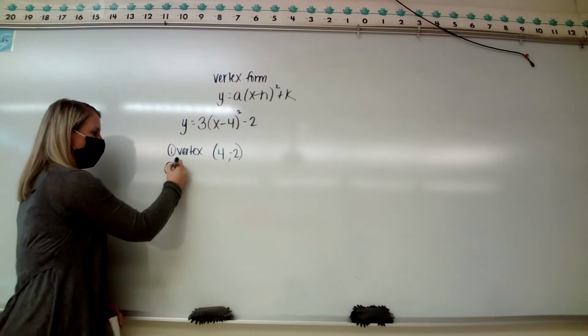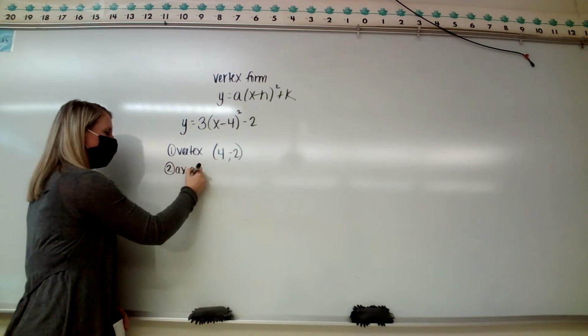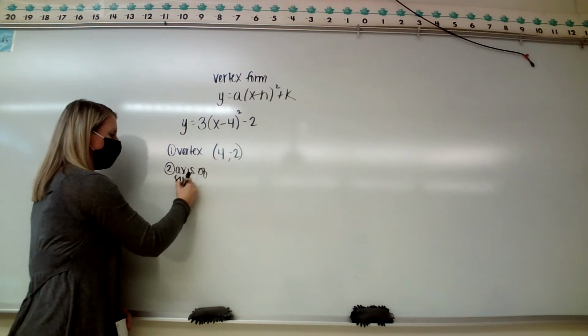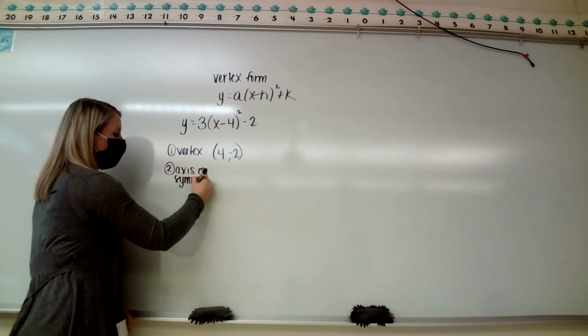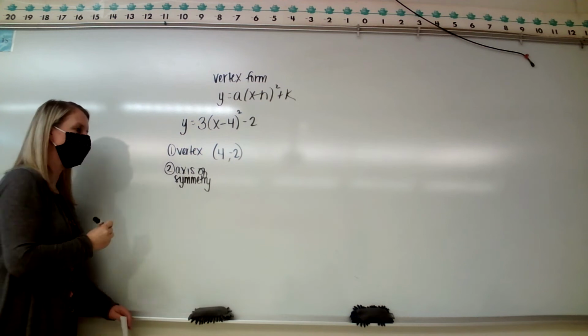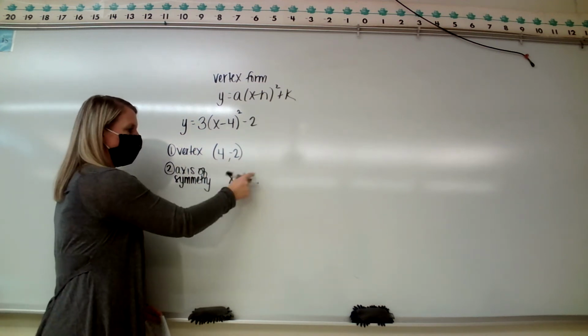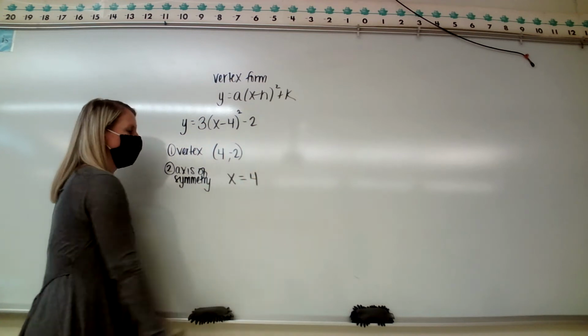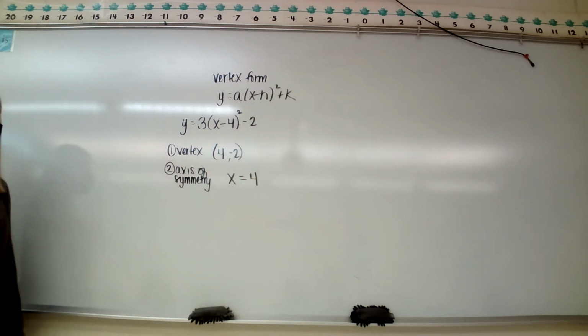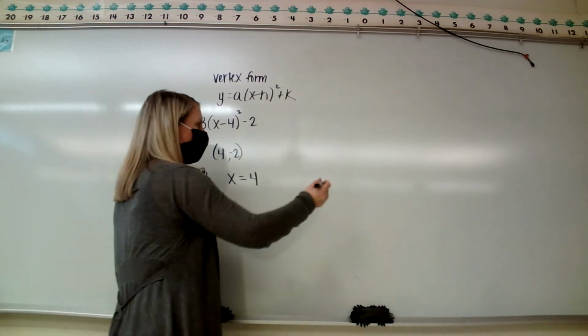Usually next we ask for the axis of symmetry. The axis of symmetry is always going to be an equation, and the equation is always x equals whatever the x from the vertex is. Now, as I'm filling in information, I'm just going to start my graph. So we want to be comfortable with graphing as well.